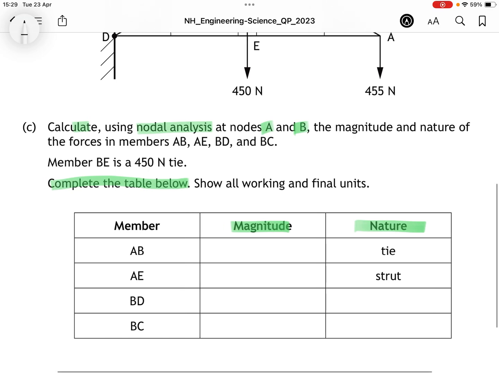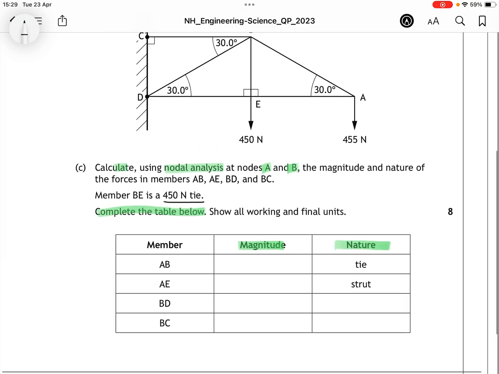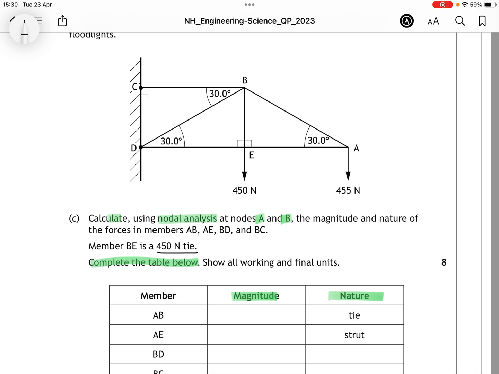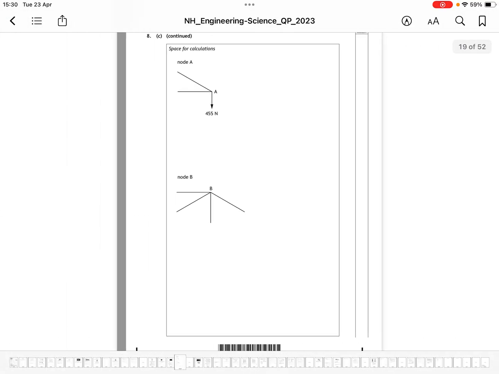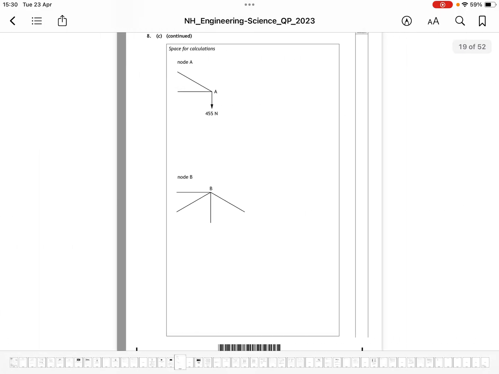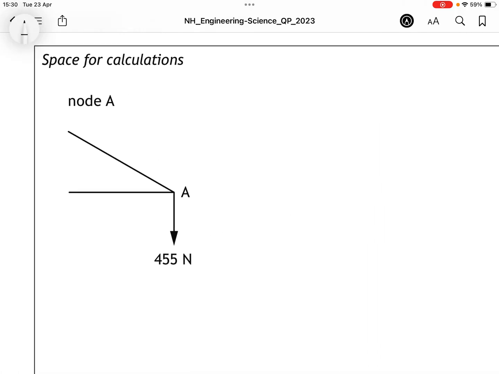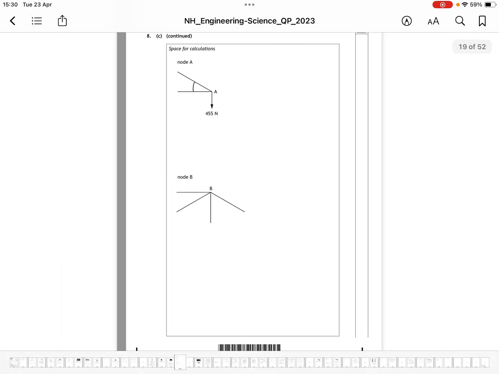We're told that BE is a 450 Newton tie. That's not on the table though, so that's fine, but that is going to come in useful when we look at this question. Now over the page, handily, the SQA have given you spatial calculations and drawings of the nodes. So I'm just going to copy across a little bit of the information. First thing I would do looking at node A is I would put on the angle here. So the angle there is 30 degrees.